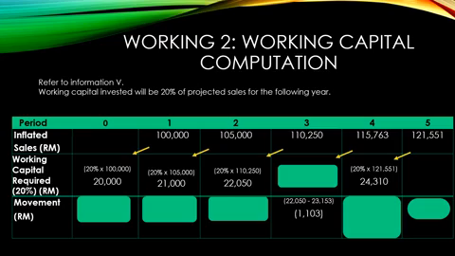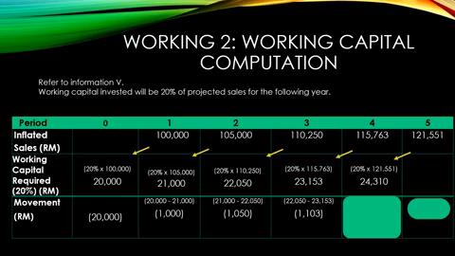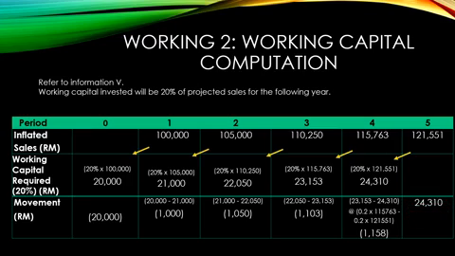For period 0, the incremental amount will be 20,000 ringgit negative, which means it is a cash outflow. For period 1, the amount will be negative 1,000 ringgit. For year 2, the amount will be negative 1,050 ringgit. For year 3, the amount is 1,103 ringgit negative. And for year 4, the amount will be cash outflow of 1,158 ringgit. And for year 5, the amount is 24,310 ringgit. This one is cash inflows.